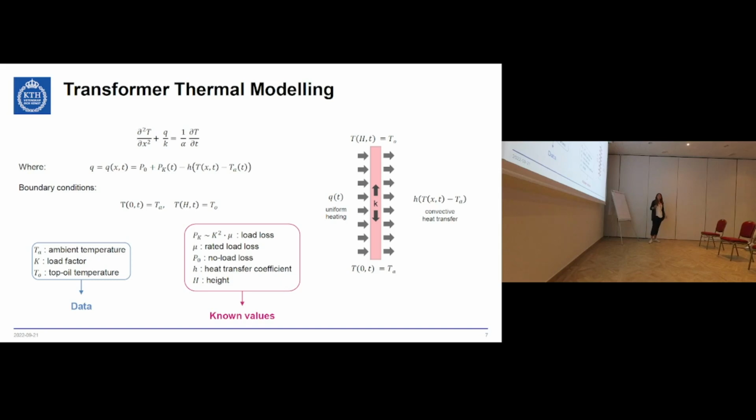Another particular part of our problem is that we set up our time series of ambient temperature and top oil temperature as our boundary conditions. So at the bottom we have ambient temperature and top oil temperature, which is just the time series data I already mentioned. Moreover, all the values in our heat source are known. Another thing I would like to highlight is the load loss and the ambient temperature: these values depend on time, and you will see quite soon why they are important to keep in mind.